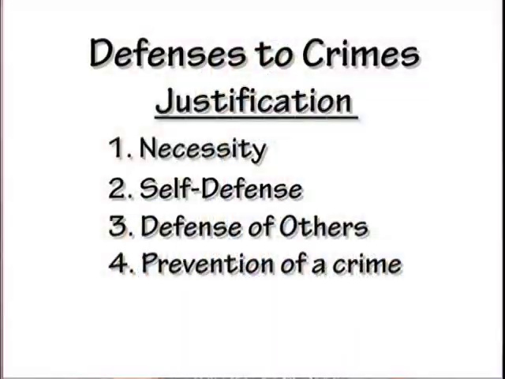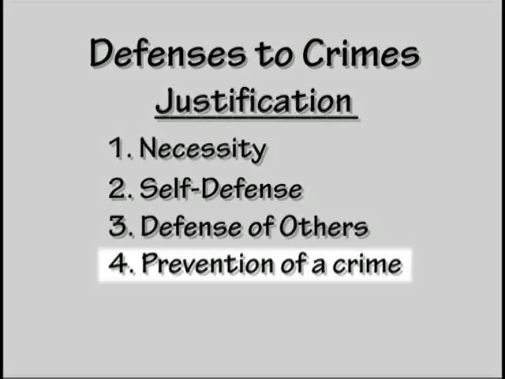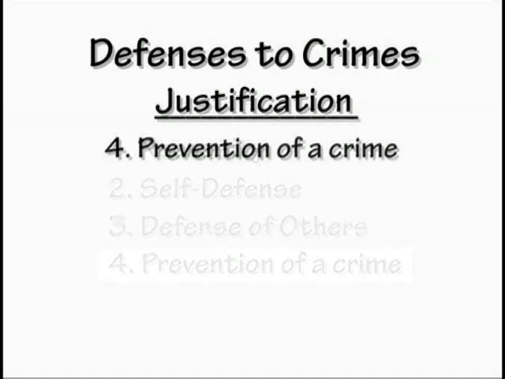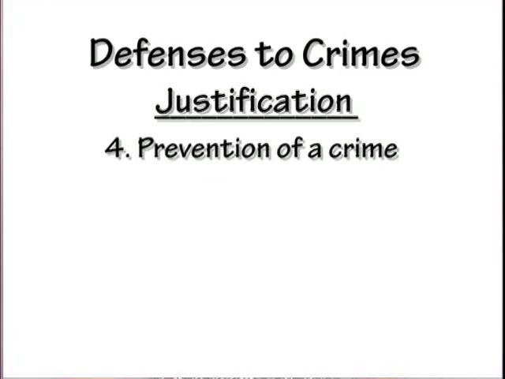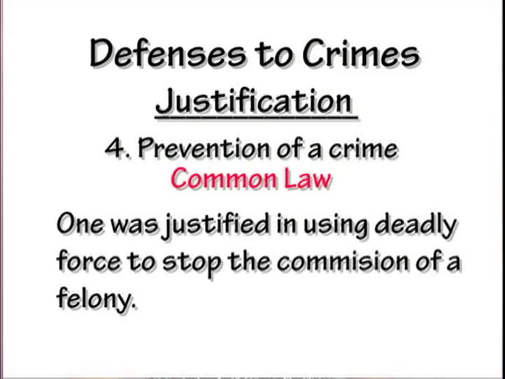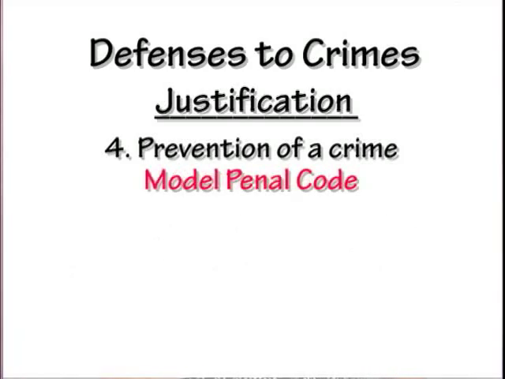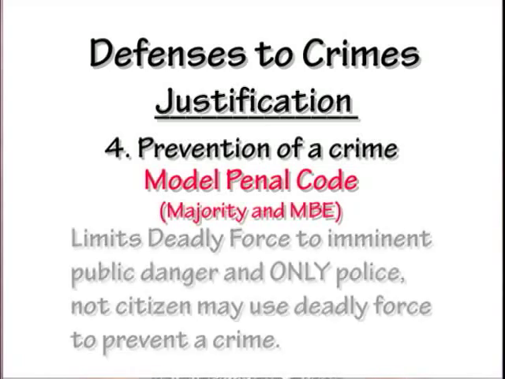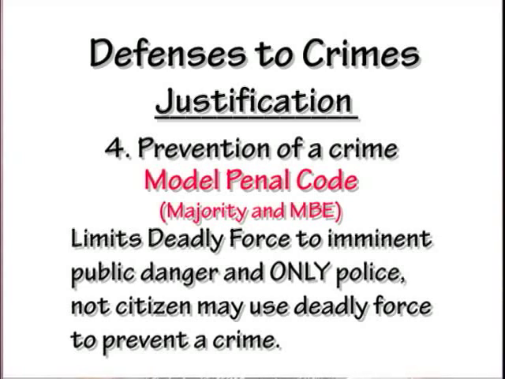Moving forward, number 4 under justification is prevention of a crime. And we have a split here. Under prevention of a crime, under common law, one was justified in using deadly force to stop the commission of a felony. However, under the Model Penal Code, which is also the majority and what I want you to use on the MBE, the rule of law limits deadly force to imminent public danger, and only the police, not an ordinary citizen, may use deadly force to prevent a crime.